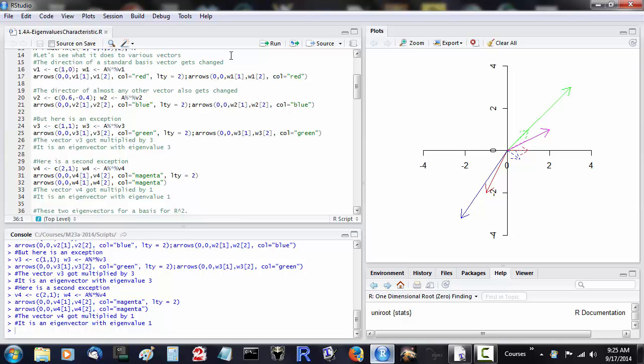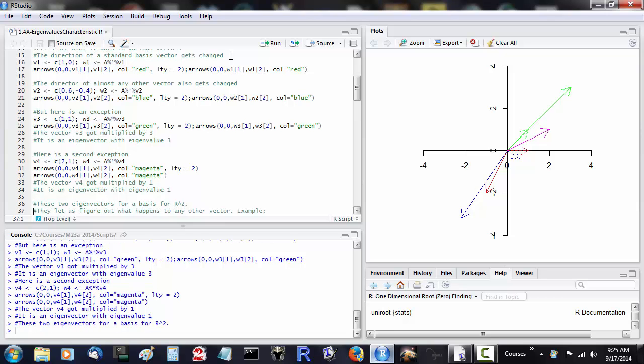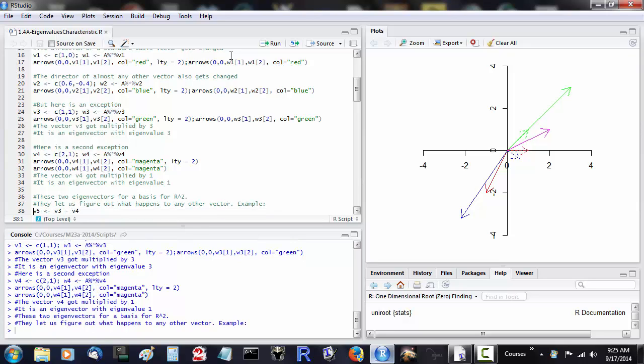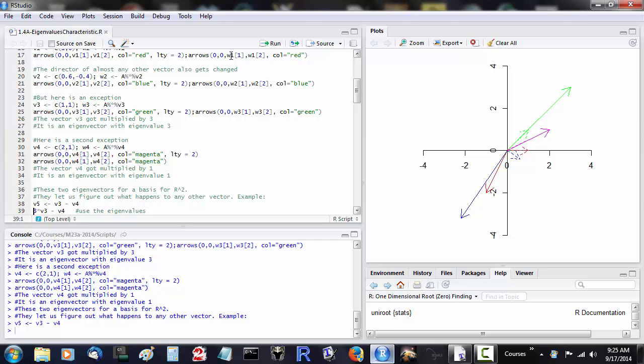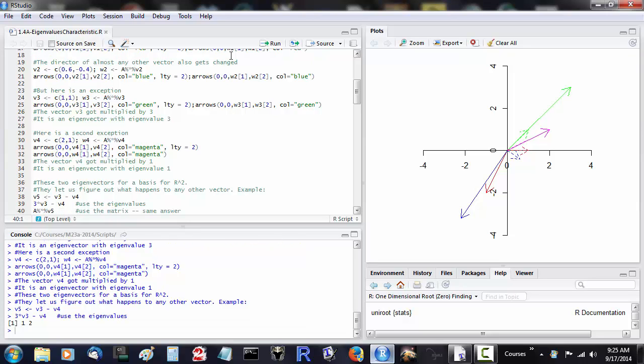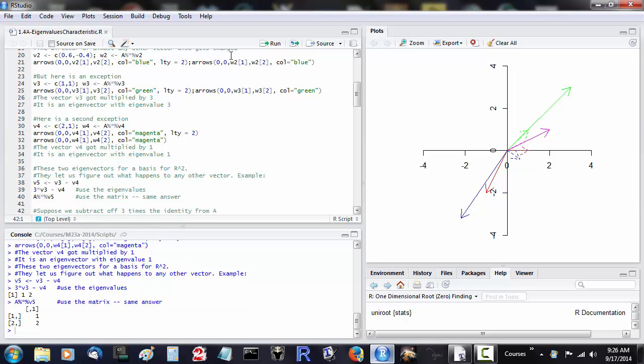We've got two vectors in R2. They're not linearly dependent. They form a basis. And since they form a basis, I can write any vector in terms of them and thereby figure out very easily what happens to any other vector. Simple example. I take V3 minus V4 and call it V5. Now that I know that V3 and V4 are eigenvectors, I just have to multiply V3 by 3, multiply V4 by 1, and I have figured out the effect of A on V5, and you can see I've got two different ways of calculating the result 1, 2.